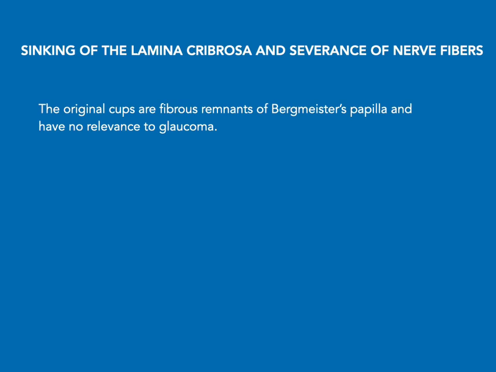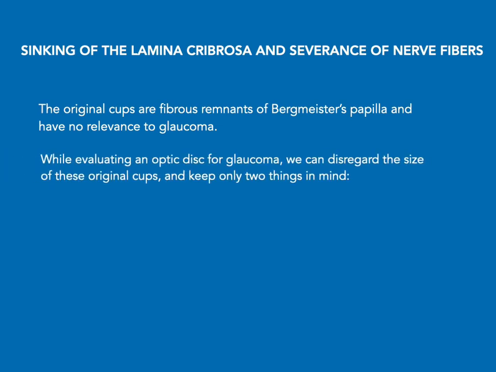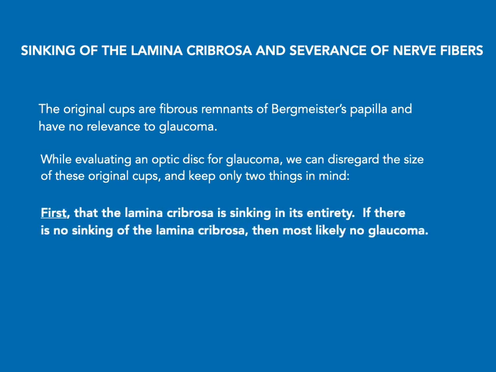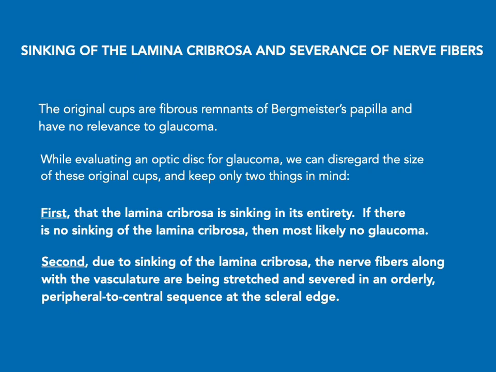The original cups are fibrous remnants of Bergmeister's papilla and have no relevance to glaucoma. While evaluating an optic disc for glaucoma, we can disregard the size of these original cups and keep only two things in mind. First, that the lamina cribrosa is sinking in its entirety. If there is no sinking of the lamina cribrosa, then most likely no glaucoma. Second, due to sinking of the lamina cribrosa, the nerve fibers, along with the vasculature, are being stretched and severed in an orderly peripheral-to-central sequence at the scleral edge.